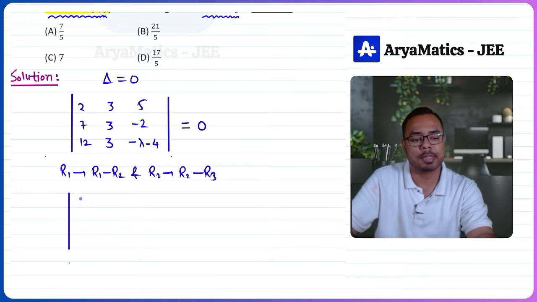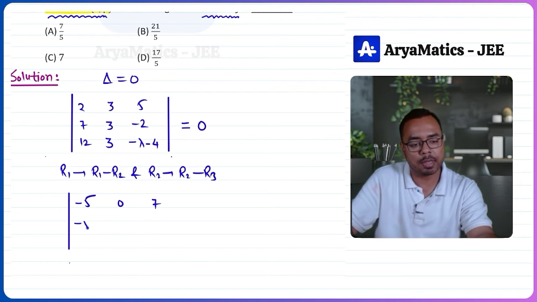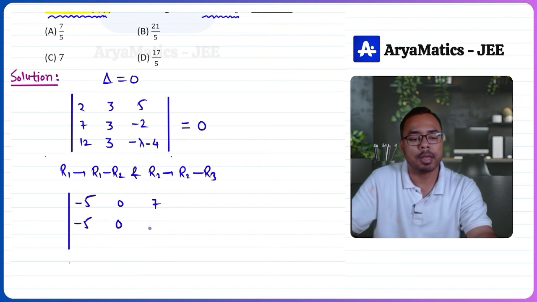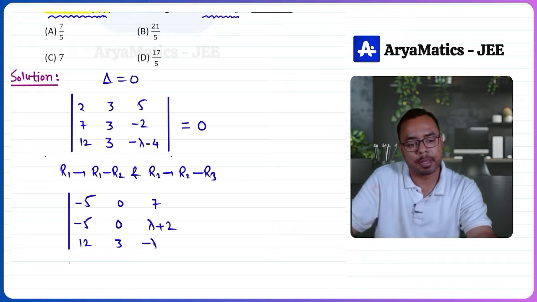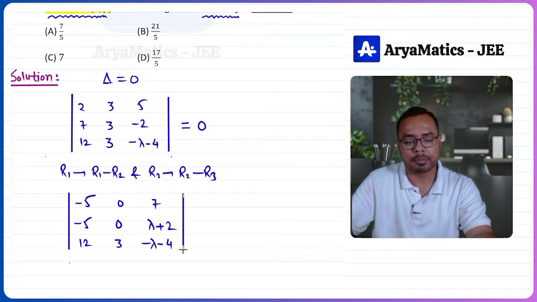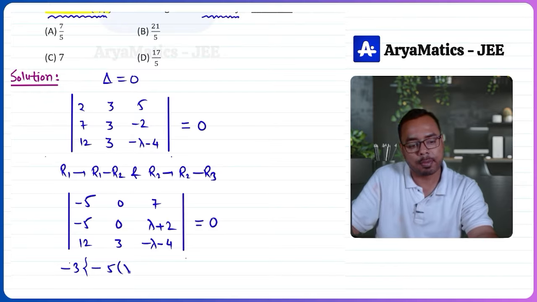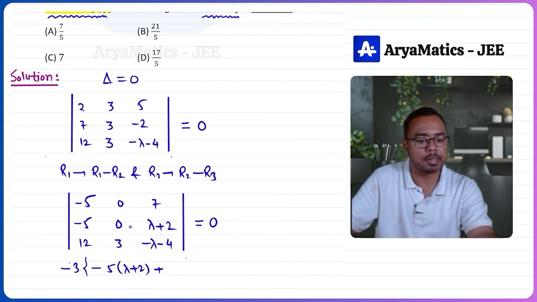So if I do 2 minus 7, that will be minus 5, 3 minus 3, that will be 0, 5 minus 2, this will be 7. Similarly, 7 minus 12, so again minus 5, 3 minus 3 is 0, and then lambda plus 2. And here we have 12, then we have 3, minus lambda minus 4, and this determinant must be 0. So if I expand this determinant along the second column, because we have two zeros here, then we'll get minus 3 into, and then we have minus 5 into lambda plus 2, and then plus 7 into 5, so that is 35. This equals 0.